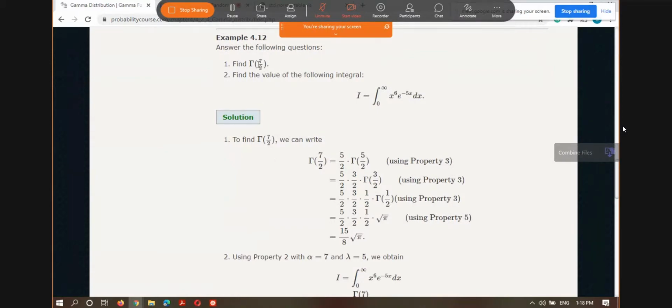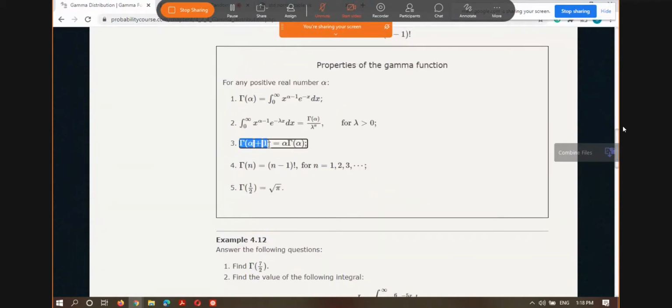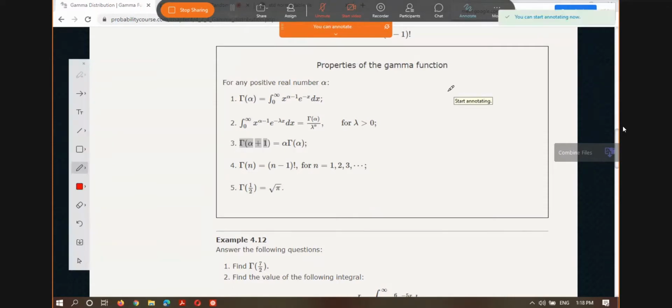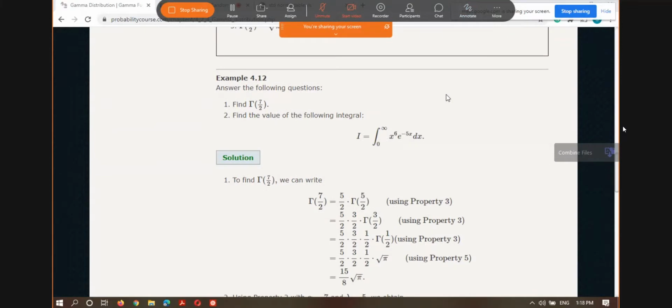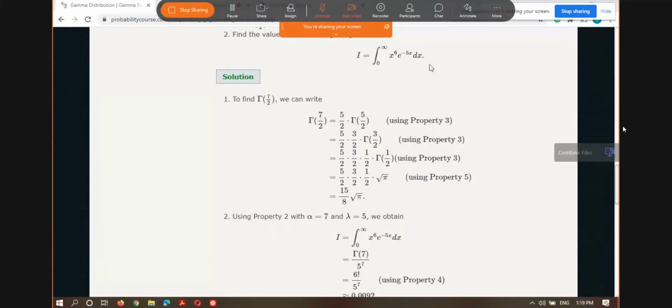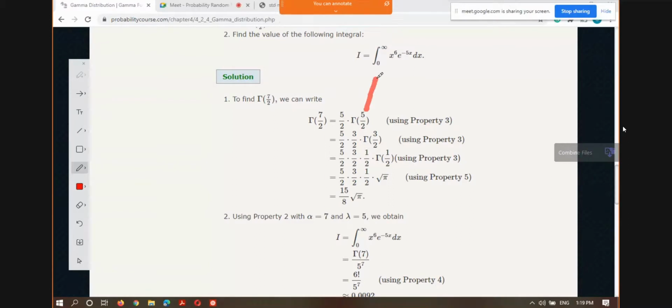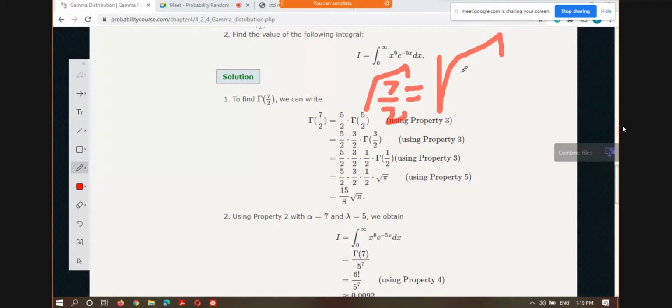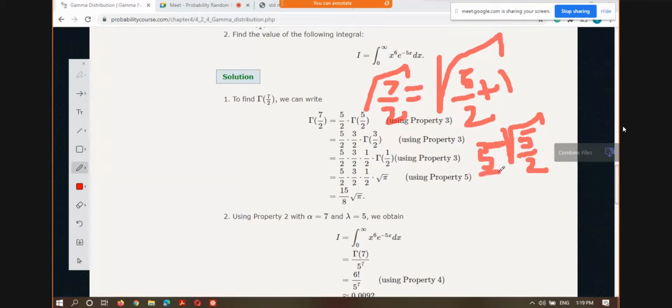If I want to know the value of gamma 7 by 2, then gamma 7 by 2 can be rewritten with the help of property 2. It can be rewritten as gamma of 5 by 2 plus 1. So it is like alpha plus 1, so you can write it as 5 by 2 times gamma 5 by 2. That's why we're using property 3.